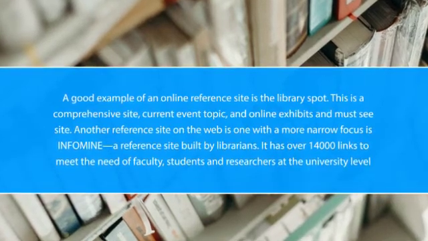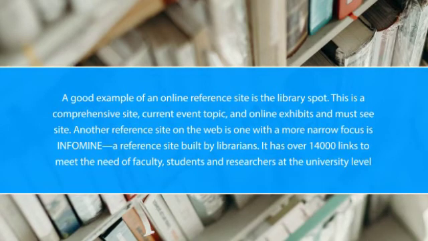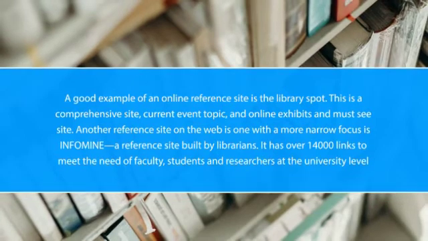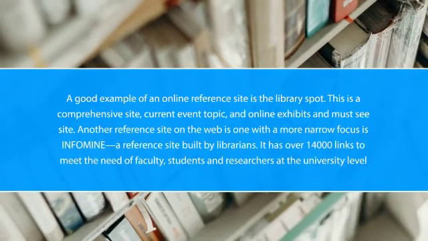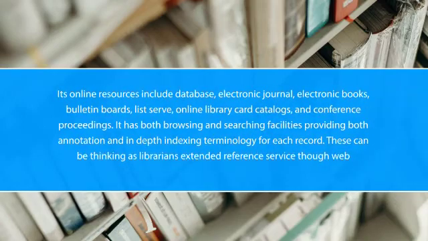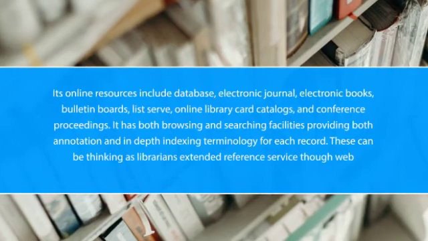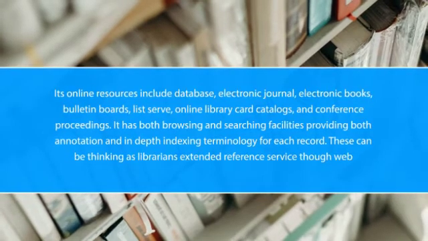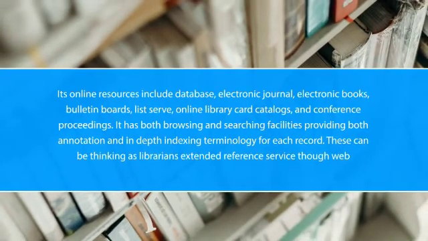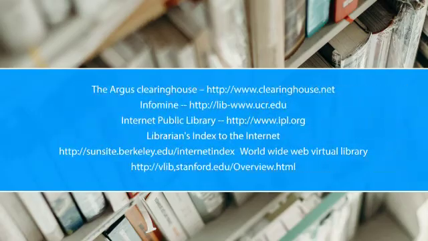Another reference site on the web, with a narrow focus, is Infomine, a reference site built by librarians. It has about 14,000 links to meet the needs of faculty, students and researchers at the university level. Its online resources include databases, electronic journals, electronic books, bulletin boards, listservs, online library catalogs, and conference proceedings. So these are very important. Some of the examples I have listed out.